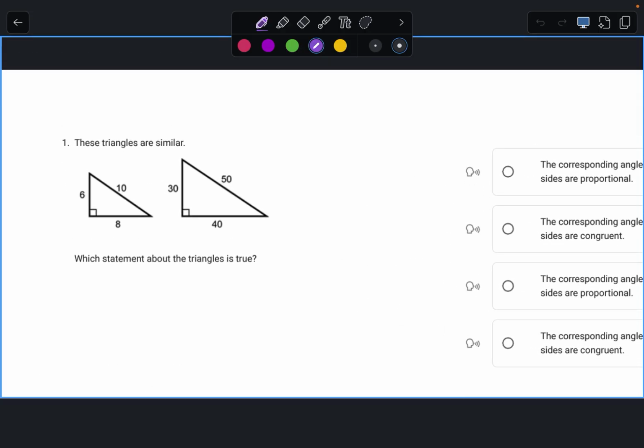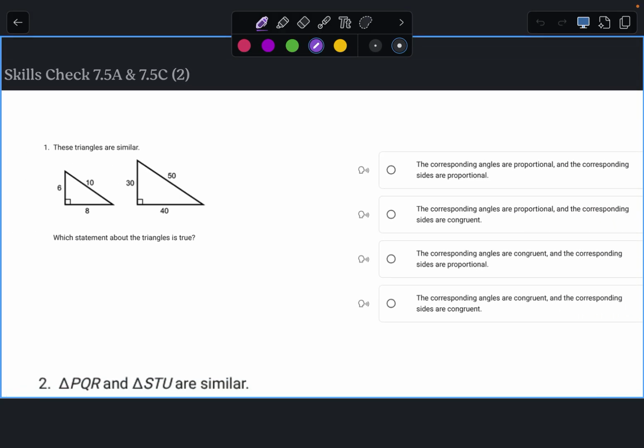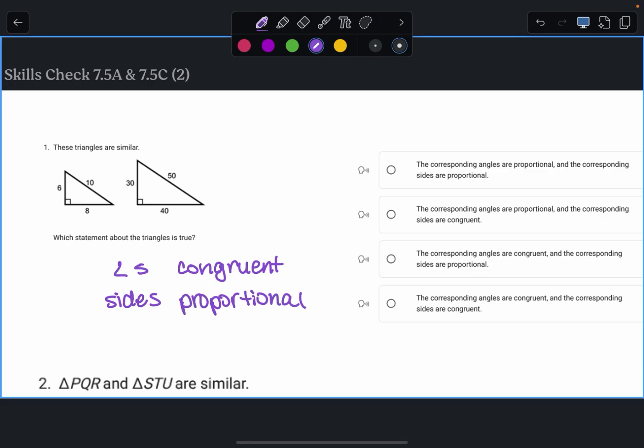And we have to know which statement about the triangles is true. On this one, you don't have to do any math. You just need to know that angles are congruent and sides are proportional. Now, remember, I told y'all one way to remember this is angles and congruent are close to each other in the alphabet, and sides and proportional are close to each other in the alphabet.